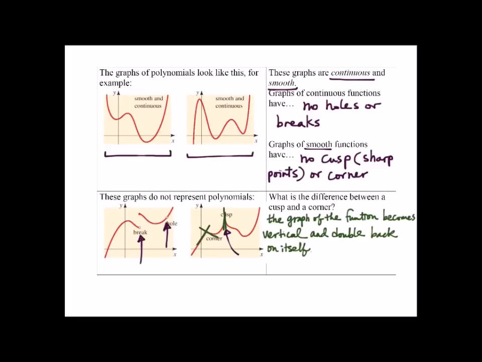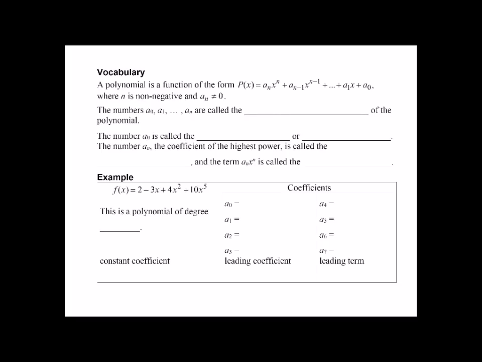Next, let's formally define what a polynomial is. A polynomial is a function of the form that looks like the following, where n is the non-negative integer that denotes the degree of the polynomial, and a_n has to be non-zero. This is because a_n is the coefficient in front of the degree n monomial, and if that is equal to 0, then you do not have a degree n polynomial.